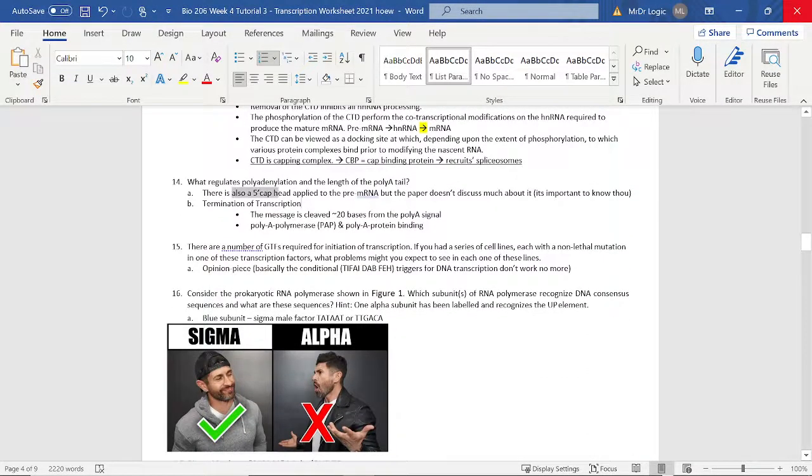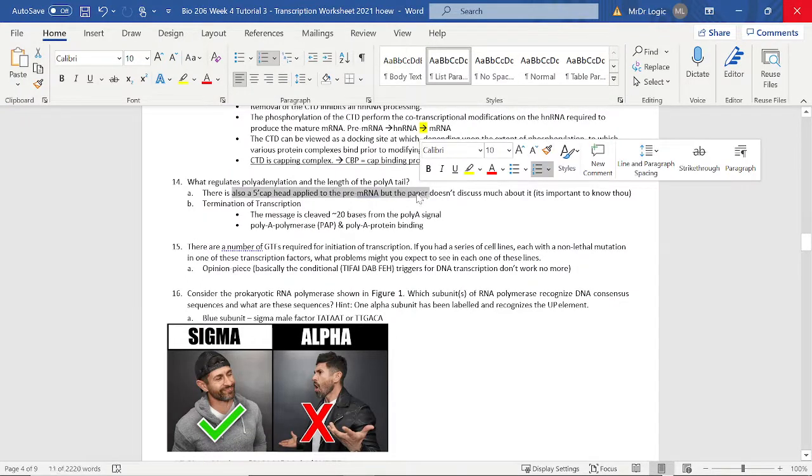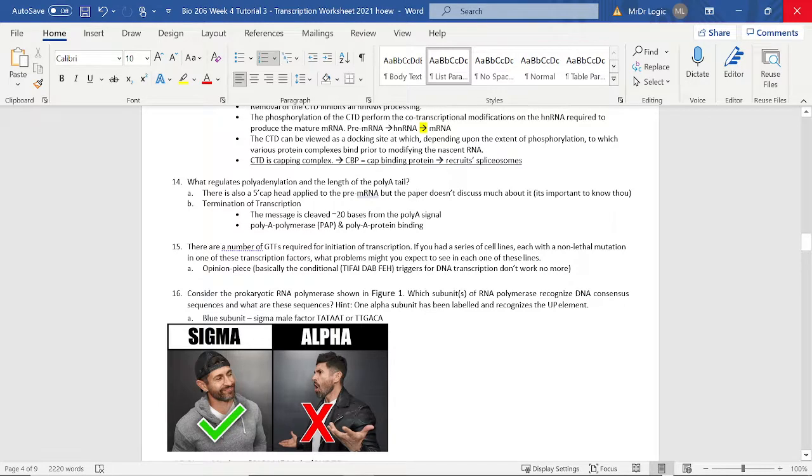Yeah, basically there's a 5' cap for pre-mRNA, but the paper doesn't discuss too much about this, but this is also integral for making pre-mRNA into mRNA, like mature RNA. So basically this is the termination of transcription, like a dead end. Once you add the poly A tail, boom, over.